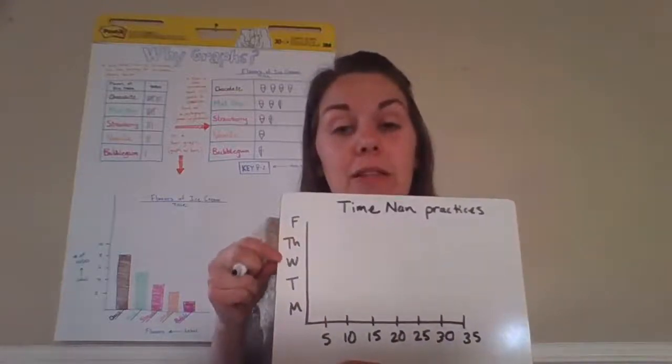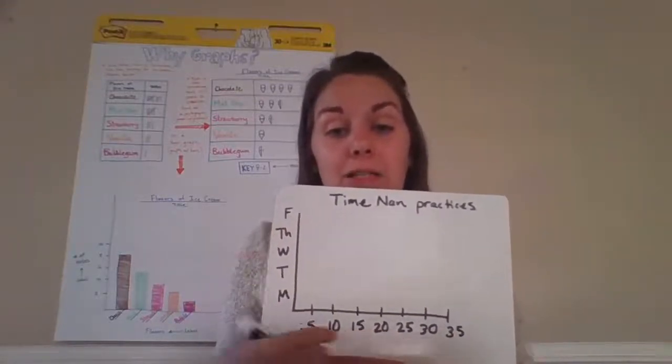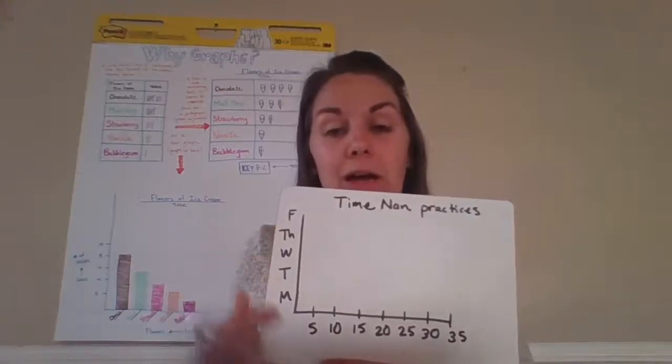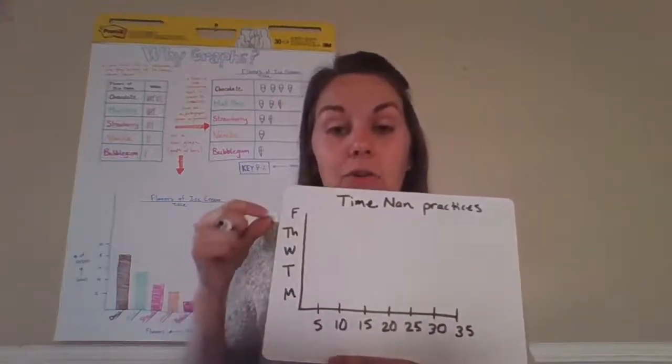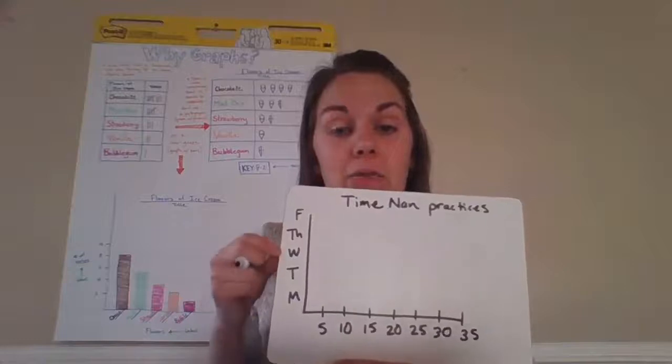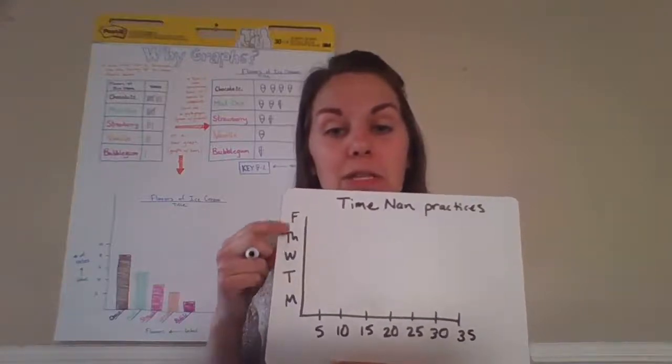And then we also need to label both of our axes. So we need to label the y-axis as well as the x-axis. So the y-axis, we have days, right? Monday, Tuesday, Wednesday, Thursday, Friday.